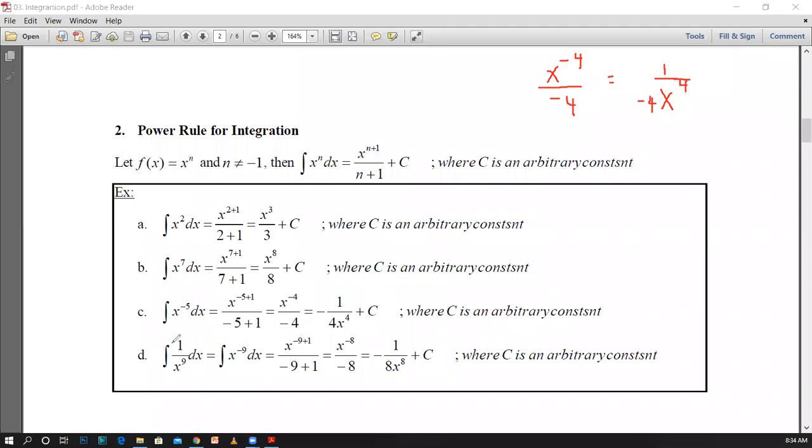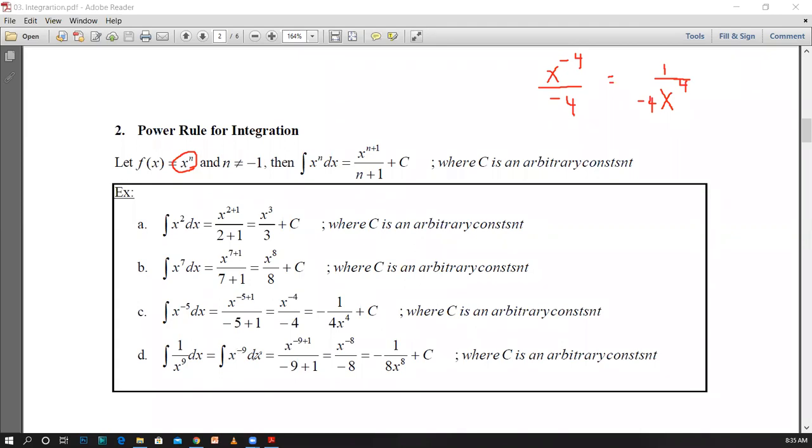And the next example is the integral of 1 over x to the power 9. Here, in the initial expression, you cannot see the form of x to the power n. Therefore, as the first step, you have to make this function into the form of x to the power n. Once you do that, you will get the integral of x to the power minus 9.